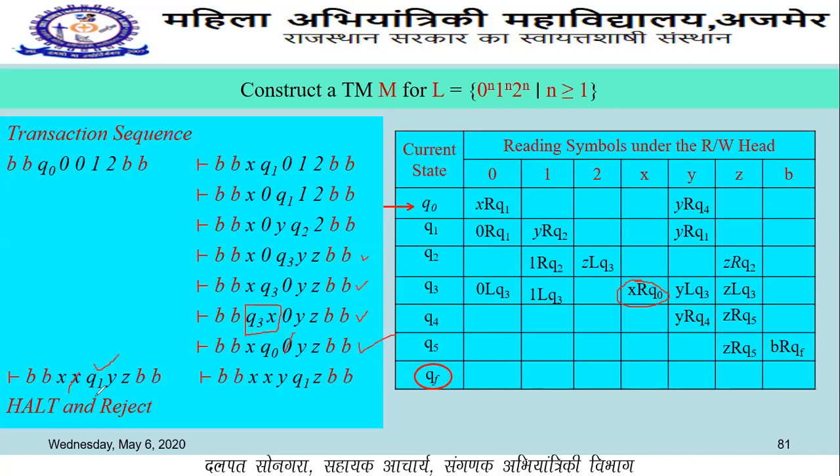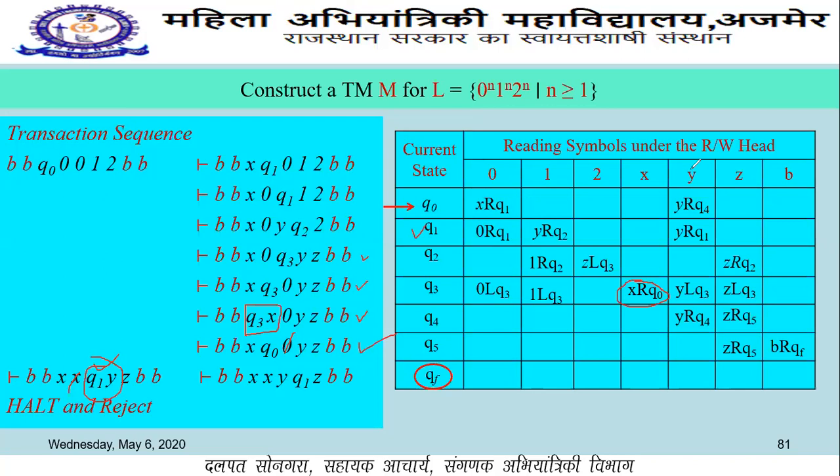at q1 state we just read 1, and that 1 is replaced by y. So we read 1 and we replaced it by that. But this situation is a halting situation, because we don't have any transition function. You can see for this state q1 and for the y.